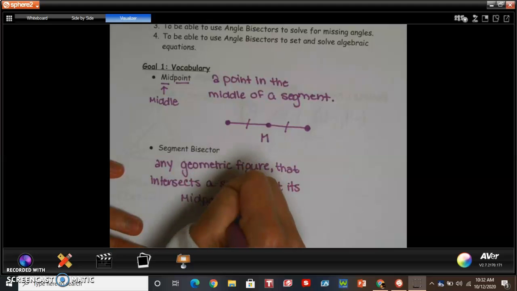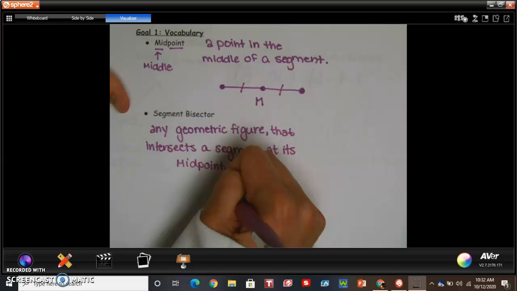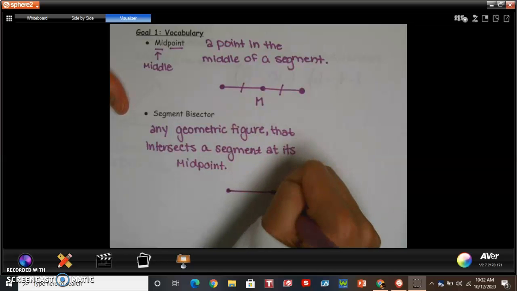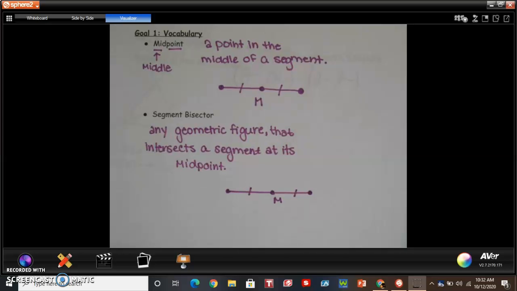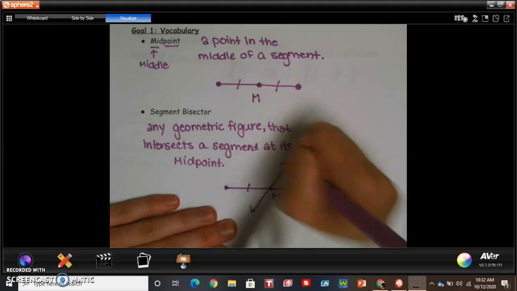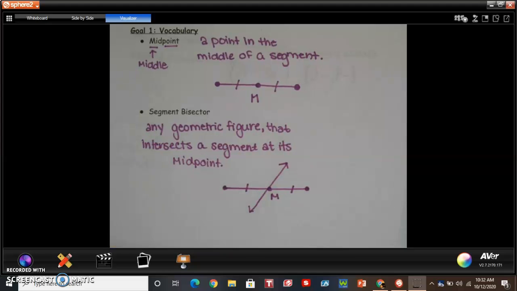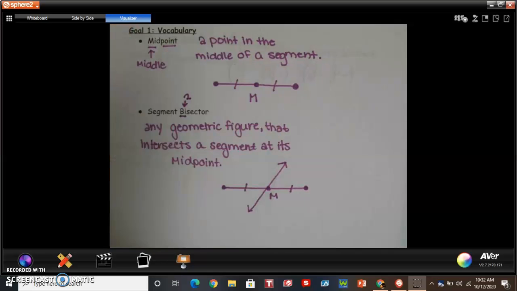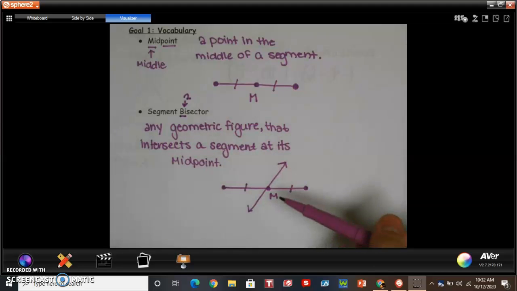So for example, let's say we had a segment, and here's its midpoint M, and then all of a sudden a line went through that. This line would be called a segment bisector. So just remember that bi means 2, so bisector means it's going to cut it into 2 equal parts, okay? So this is anything that is cutting that segment into 2 equal parts, okay?